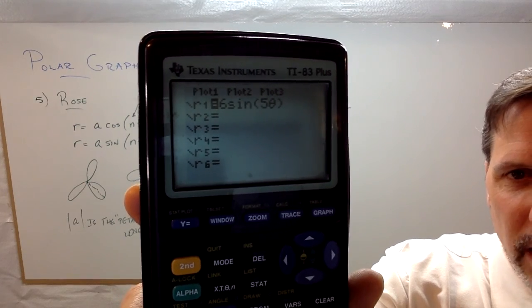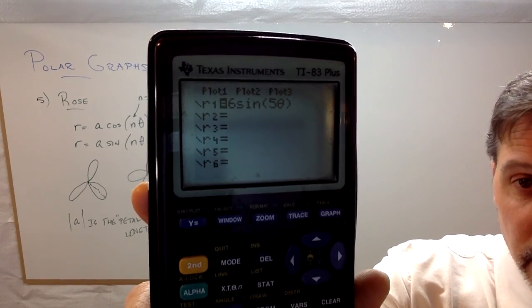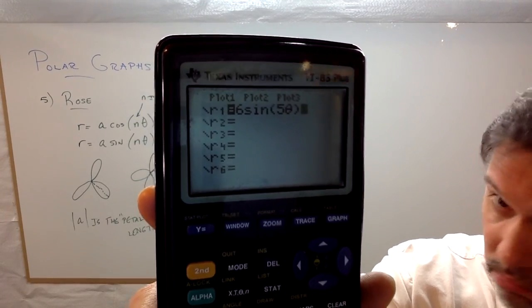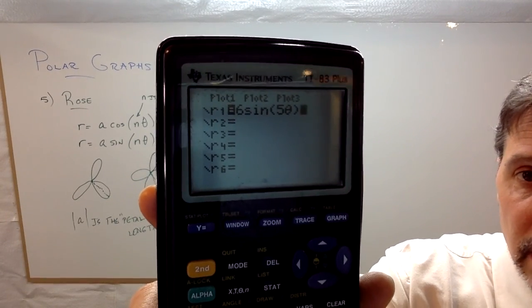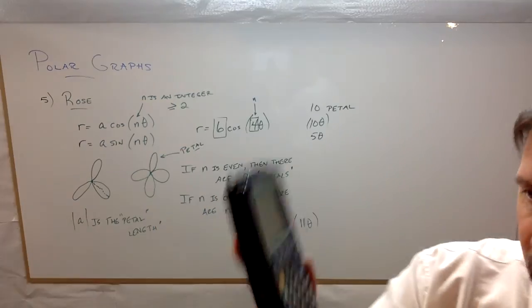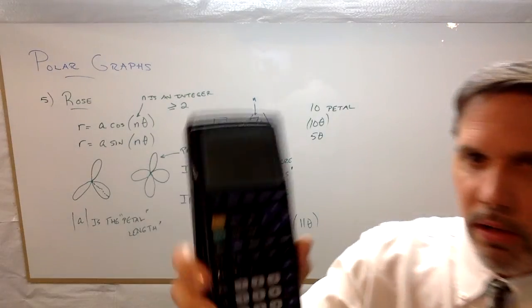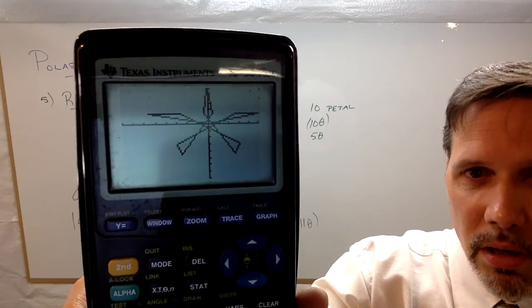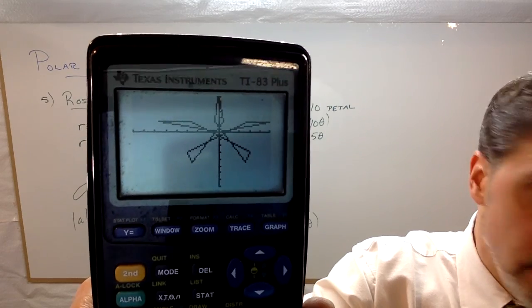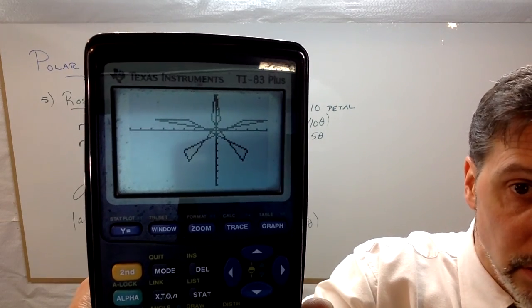Okay, what do I know about this thing? Well, number one, I know it's going to have 5 petals because n is odd. It's 5. If n is odd, it's the same number of petals. And I know each petal length is going to be 6 units long. So when I go to graph this thing, I'm not going to be real happy with the results. Right? Looks like a bird that's been squashed on the road.